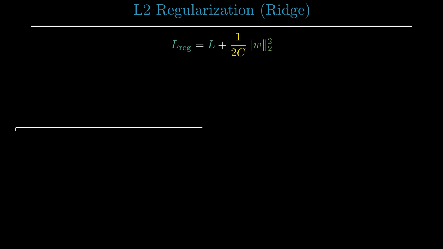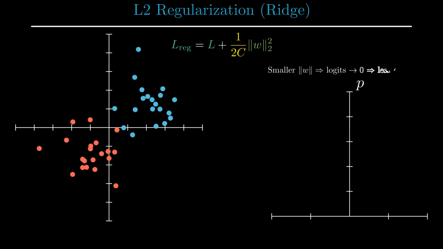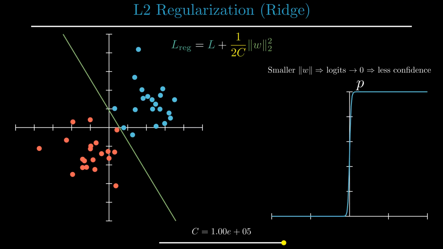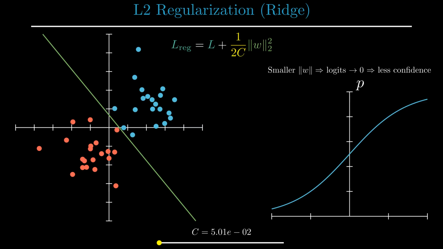Now let's look at what L2 regularization does to logistic regression. As regularization increases, the weights shrink toward zero. The decision boundary barely moves because the weights and bias shrink together. What changes is the model's confidence. Smaller logits stretch the sigmoid, pulling predictions closer to 50-50. So L2 regularization changes the model's confidence more than what it predicts.